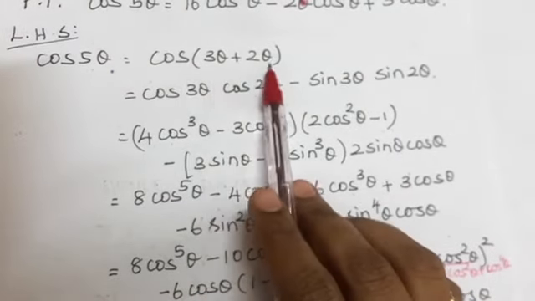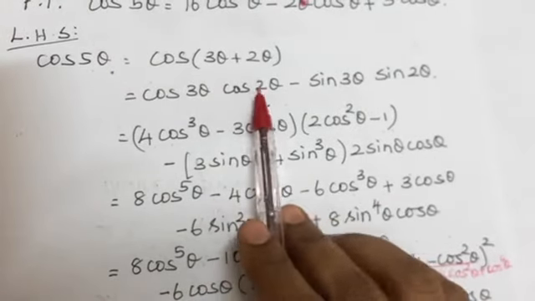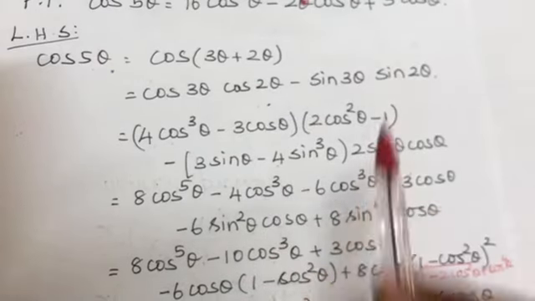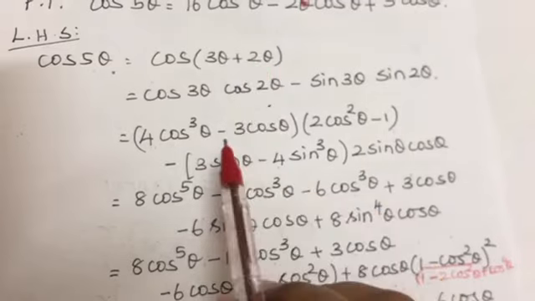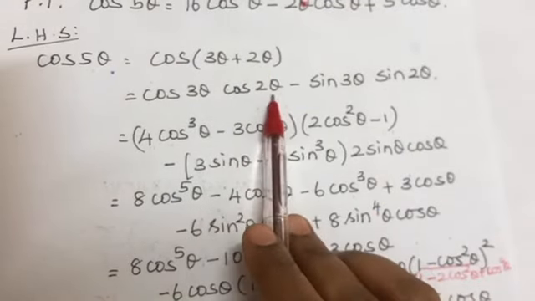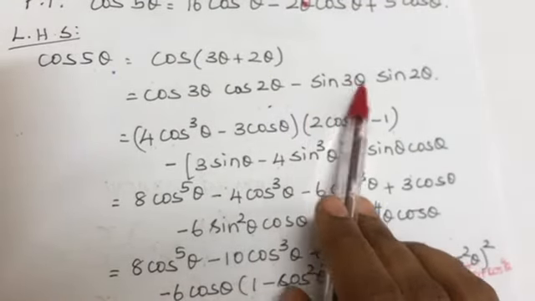So, cos A plus B formula, cos A cos B minus sin A sin B. So, here 3 theta is our A and 2 theta is our B. So, cos 3 theta cos 2 theta minus sin 3 theta sin 2 theta.